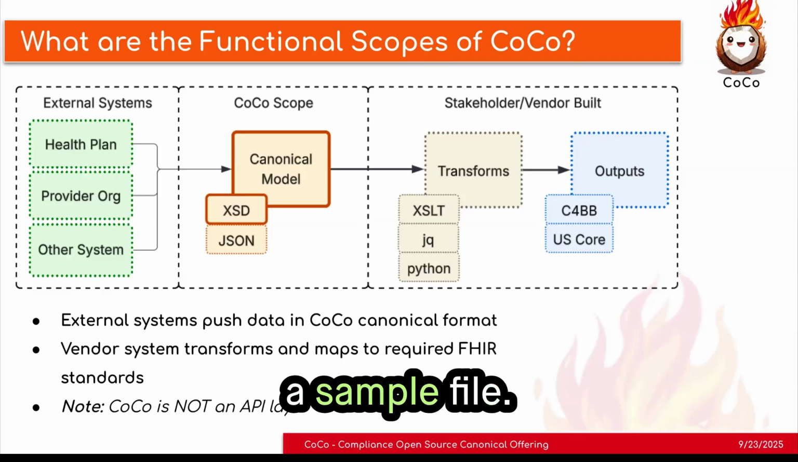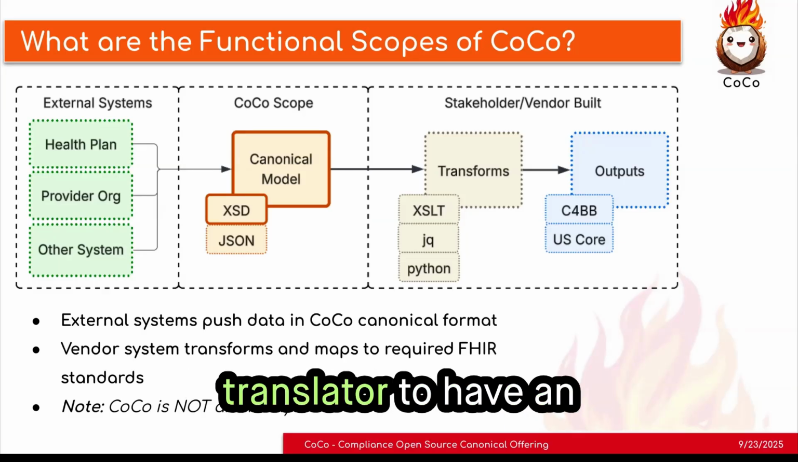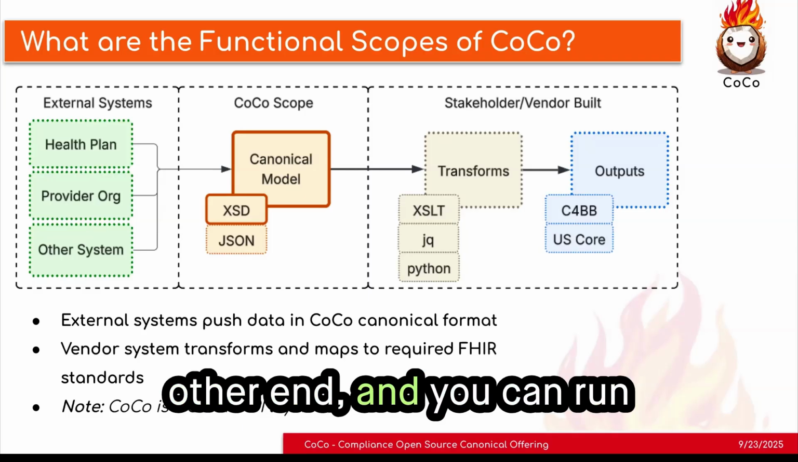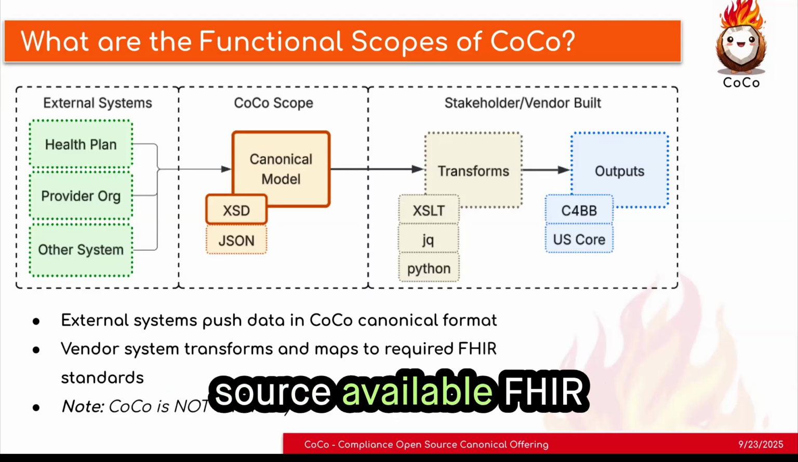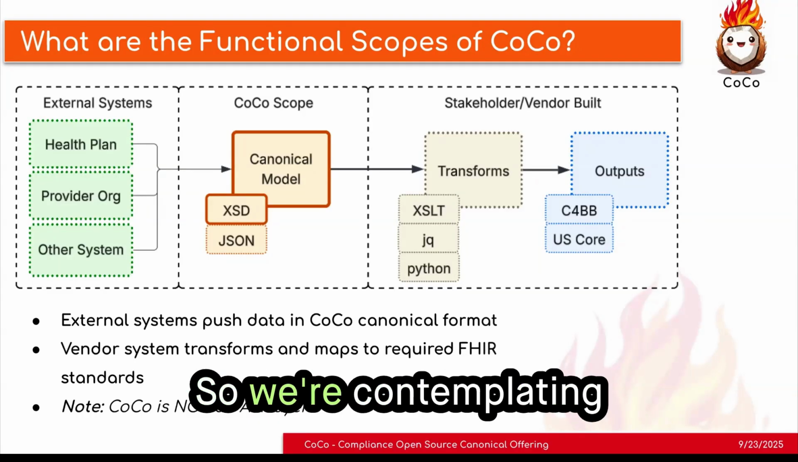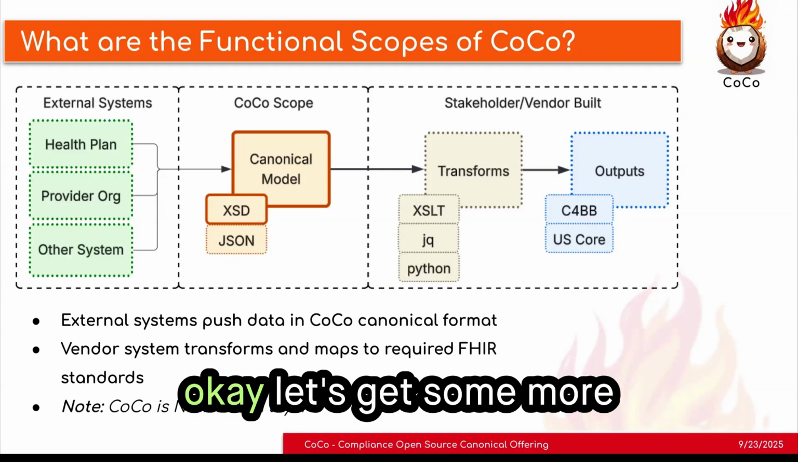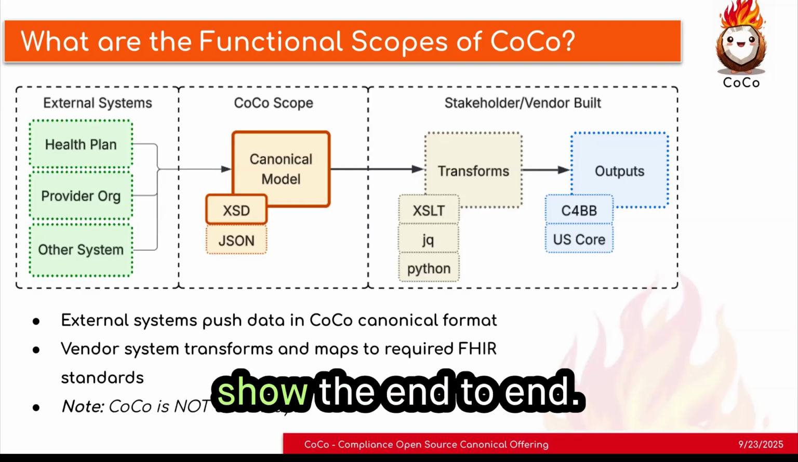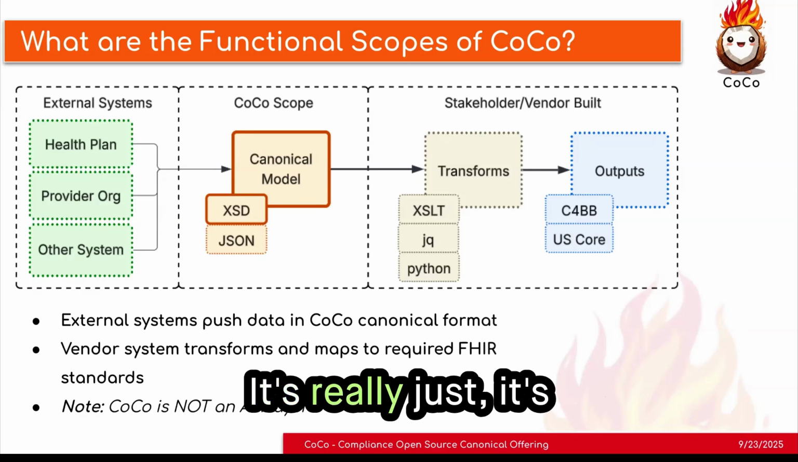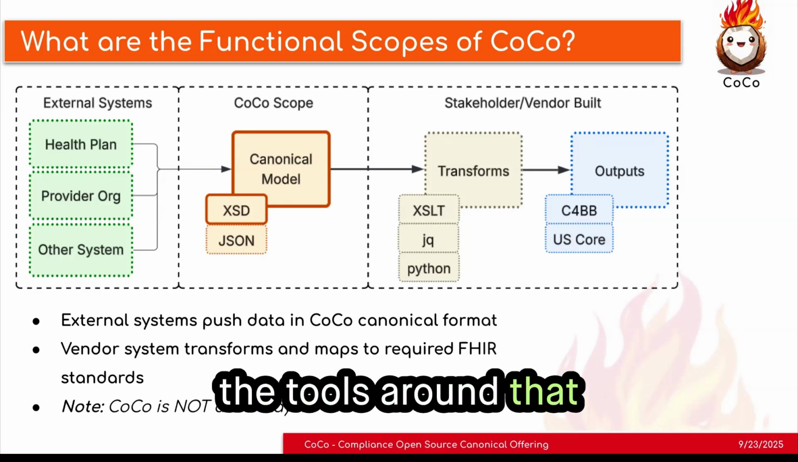So you generate a sample file, you send it through that translator to have an output set of FHIR resources on the other end, and you could run those through the open source available FHIR validators like Inferno or Happy or whatever. So we're contemplating that just as a way to say, okay, let's get some more value out of this and show the end to end. It is important to note CoCo is not an API layer. It's just the schema and the tools around that canonical schema.